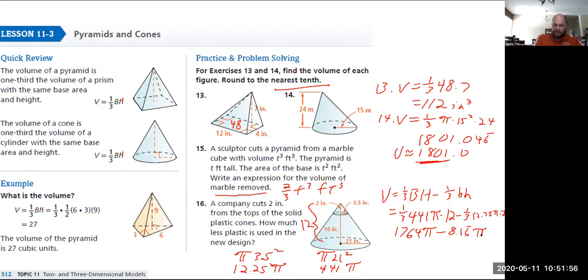So I have 1764 minus that 8.166. That's going to give us 1755.833 continuous times pi. And we're multiplying by pi, so I'm going to multiply by 3.14 just so I can get a rounded answer. 5,513.36. And this is in inches cubed because it's a volume. That seems like an awful lot.